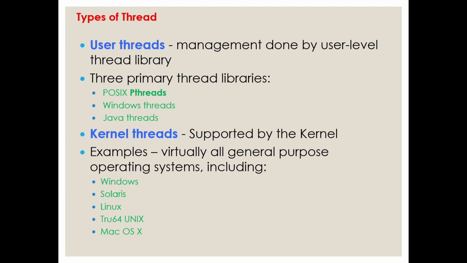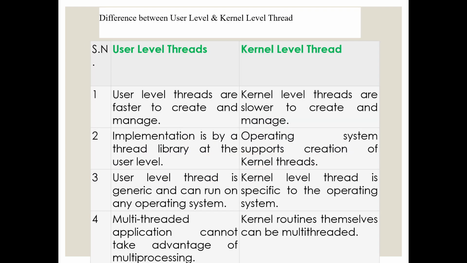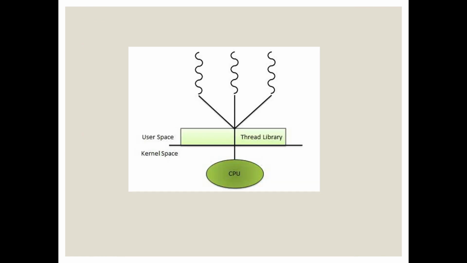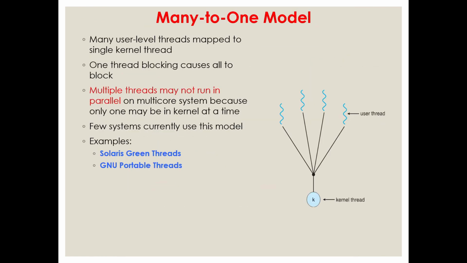Types of thread: user threads and kernel threads. What is meant by user threads and kernel threads? User thread management is done by a user-level thread library. Kernel threads are supported by the kernel, for example virtually all general-purpose operating systems.